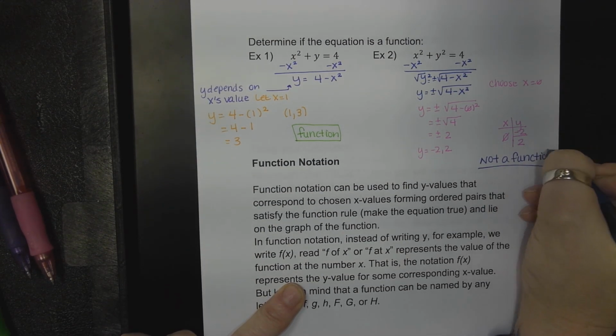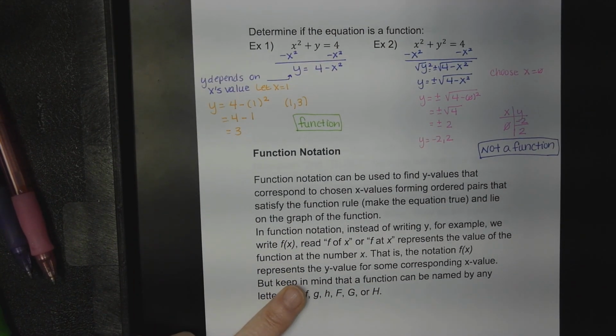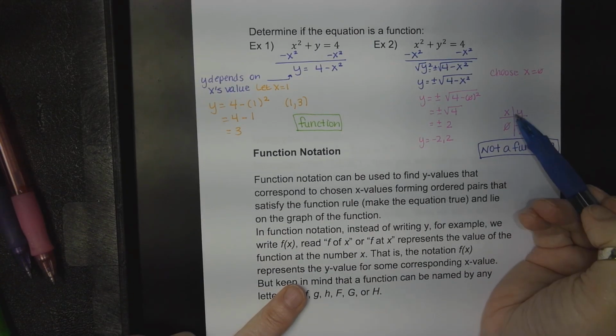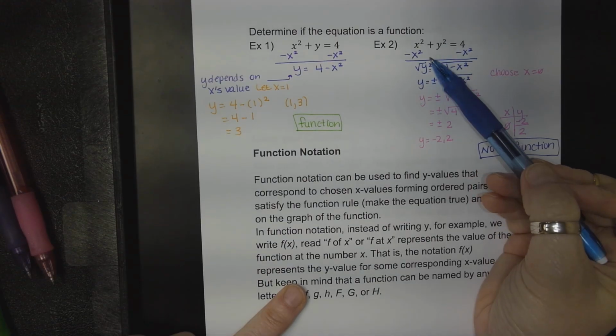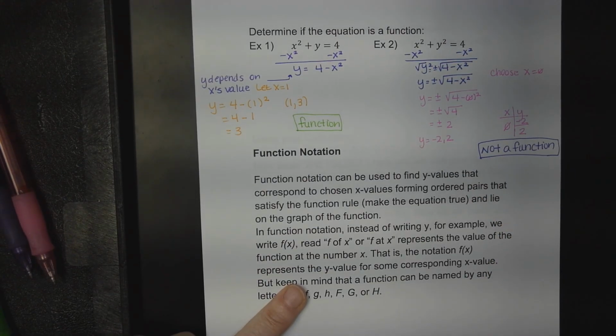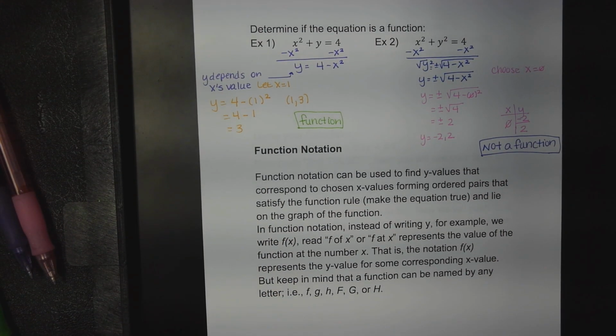Because it breaks the function rule. Okay, so that explains why if it has a square or even any even power, it's not a function.